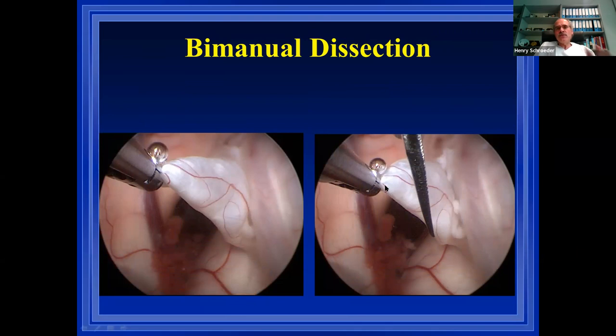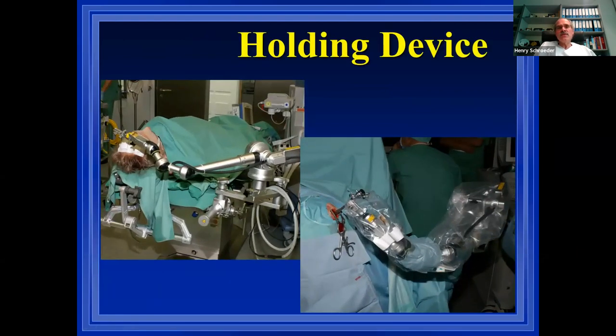If I don't grasp it, it falls down onto the fornix or the thalamostriate vein, and there is a risk that you damage it when you cut. So the bimanual technique is very important.